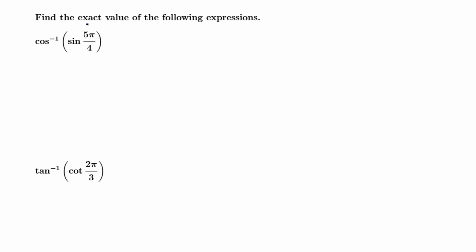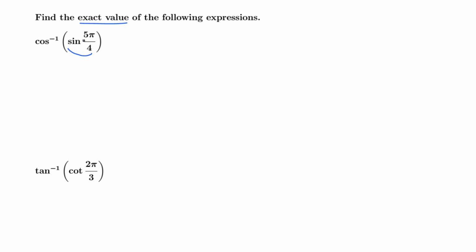Find the exact value of the following expressions. We have cosine inverse of sine pi over 4. So we first find the value of sine pi over 4, this value. Okay, we have some value, and then find cosine inverse of that value.